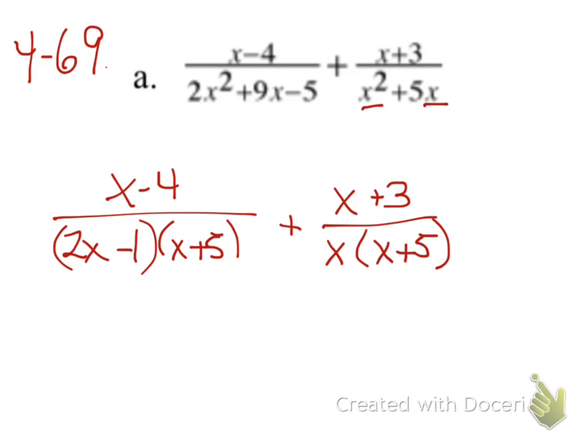Now when I look at these two fractions, they both have an x plus 5. So what I need to do to get a common denominator is I need to multiply this fraction by this x here, both numerator and denominator. And I need to multiply this other fraction over here by 2x minus 1, both numerator and denominator.